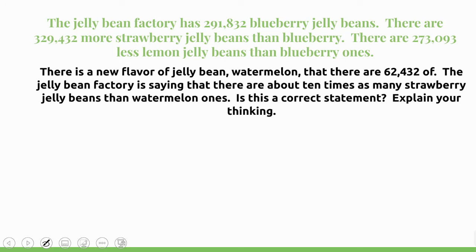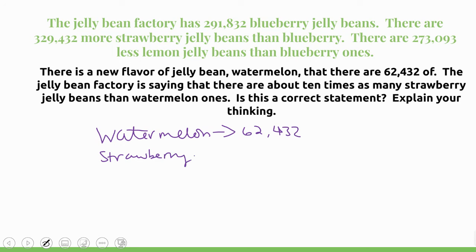Okie dokie. So they're saying we have watermelon, and we've got 62,432 of those. And we know that of strawberry, we have 621,264 of those. So we want to know if it is true that there's actually 10 times as many strawberries as watermelon. So I'm going to go ahead and round these and make my life easy. That would round to 62,000, and that would round to 620,000.